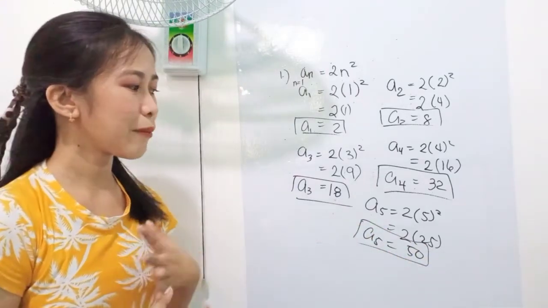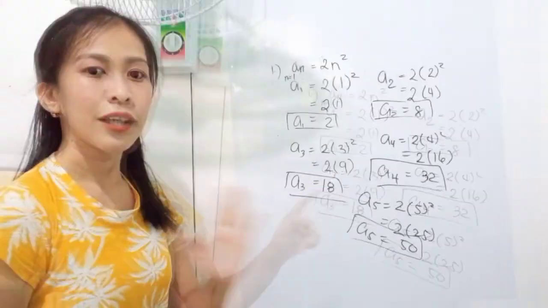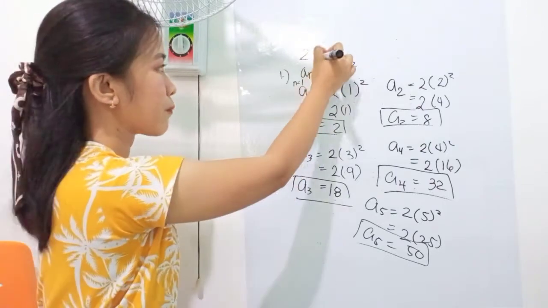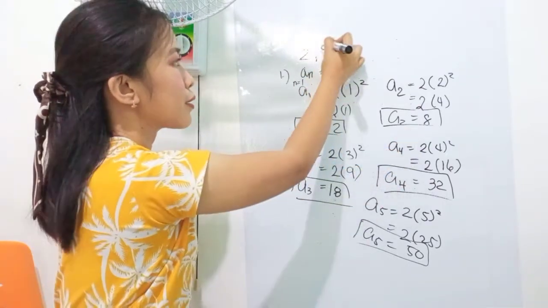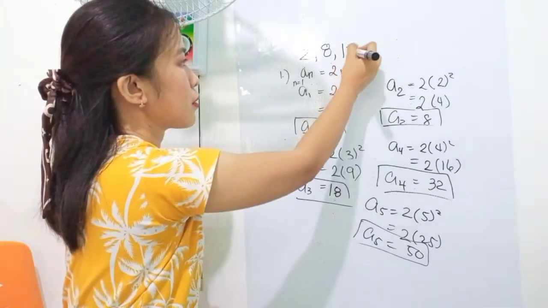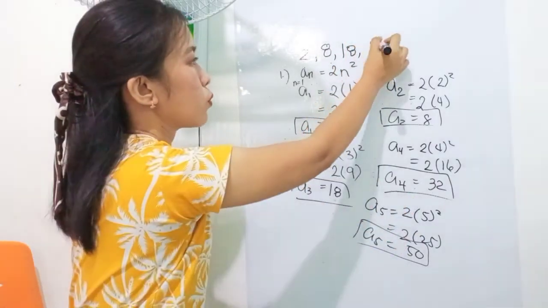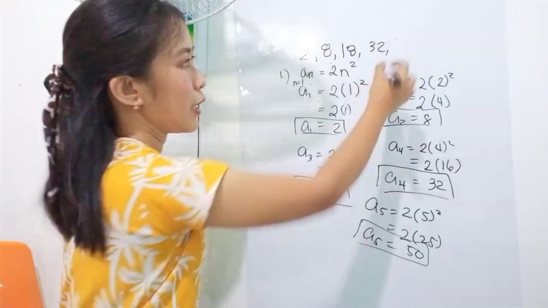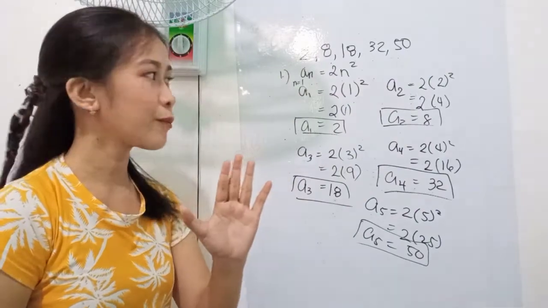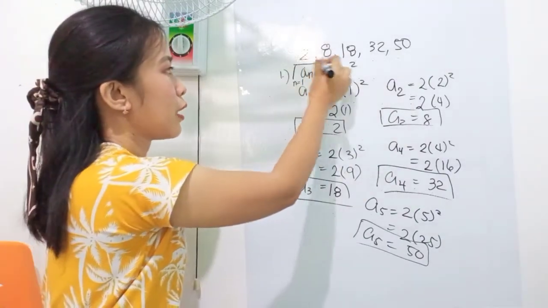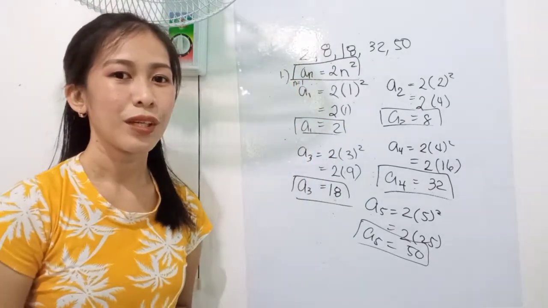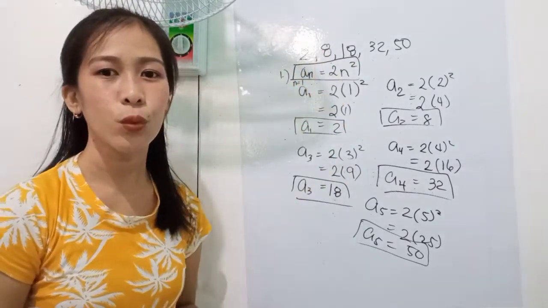Okay? So, kapag nilista naman natin yung mga terms na nahanap natin, therefore, we have the sequence 2, ayan, 8, 18, 32, and 50. Okay? So, yan na yung first 5 terms nitong ating sequence na A sub n is equal to 2n raised to 2. Okay, we have 2, 8, 18, 32, and 50.